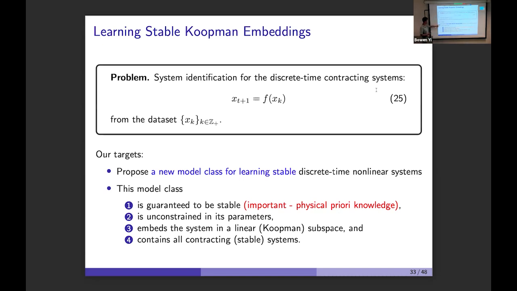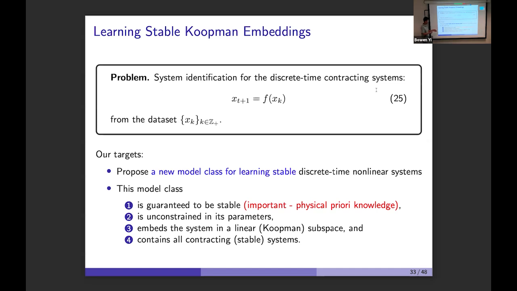Our target is to propose a model class for learning stable discrete-time nonlinear systems. For system ID, the model class is a very important part. The model class, the algorithm, and how we can generate the data set are the most important three components in the system ID problem. And we hope our proposed model class can be guaranteed to be stable. Why is this important? Because for many systems, we have some physical prior knowledge. For example, we have a robot manipulator. We already know the system is stable, but due to the noisy data set or the optimization algorithm we used, it may yield some unstable model, and this should not be acceptable.